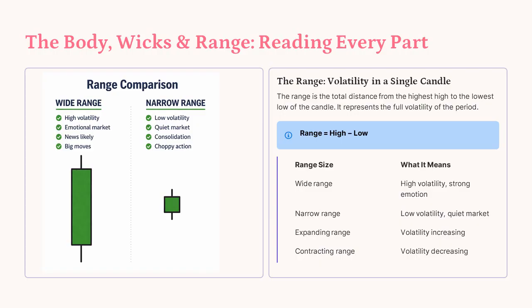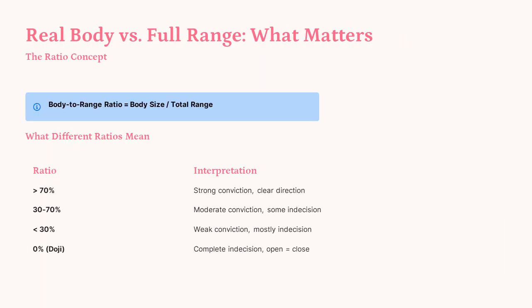A narrow range, a small distance from high to low, tells you the market was quiet. Low volatility. This often happens during consolidation or holiday periods when traders are waiting for something to happen. But here's where it gets really interesting, the relationship between the body size and the total range. We call this the body-to-range ratio. It's calculated by dividing the body size by the total range.